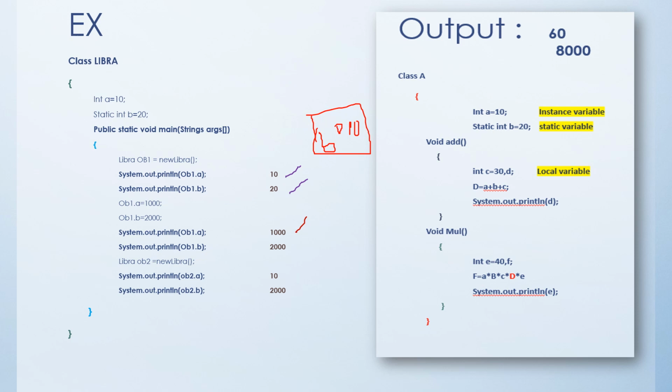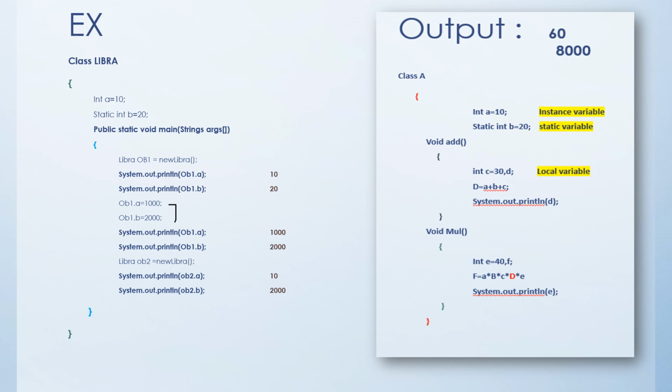So as I said, the a value and b value will be changed. Now object 1 dot a is equal to 1000, object 1 b is equal to 2000. So here it will be somewhat clear. Now we will see the main one. Here again we are changing, we had created one more object, Libra object 2 is equal to new Libra. By this we are modifying. For the first object we had modified the value and we get this one.